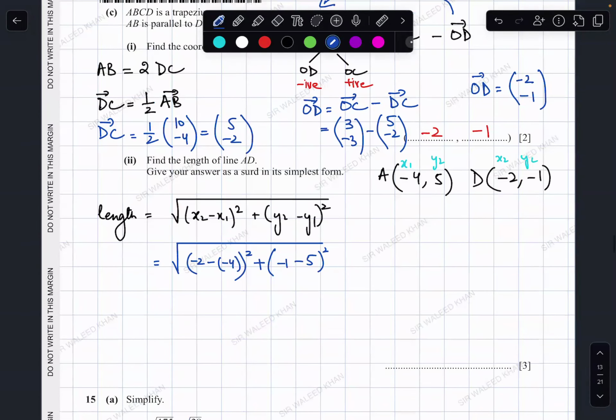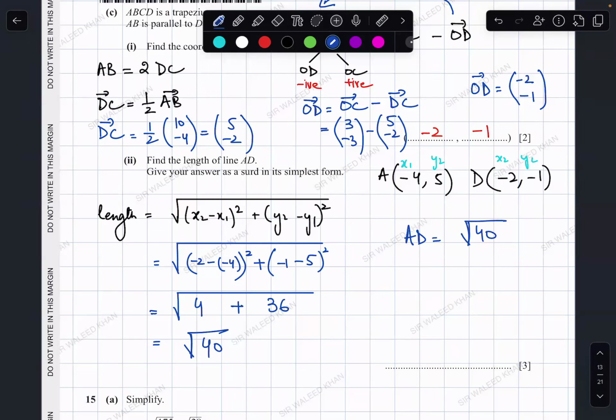So we have -2 plus 4, that is +2. The whole square of +2 is 4, plus -5 minus 5, that is -10, and the whole square will be 100. Give your answer in simplest form as a surd. So the length of AD is under root 40.